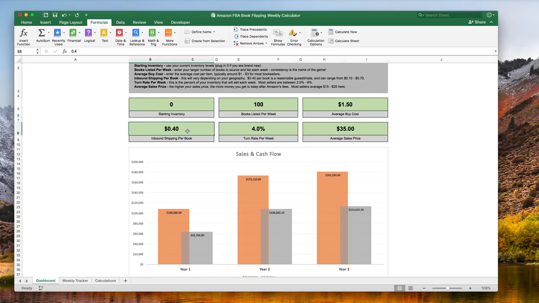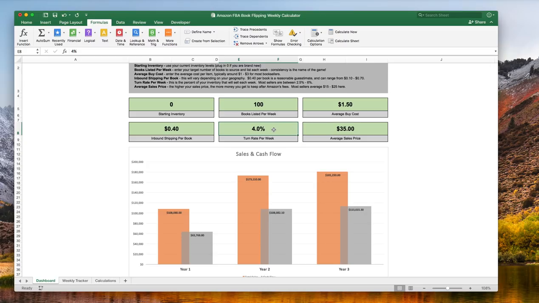Inbound shipping, it'll depend on where you live. We're out in the middle of nowhere in Denver. There's not a lot of warehouses close to us. Most of our books get shipped down to either Chicago or primarily Texas. So the inbound shipping per book, usually it's about 30 to 35 cents. I've put 40 just to be conservative.